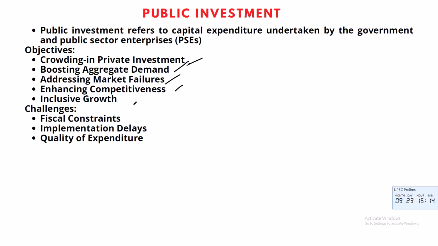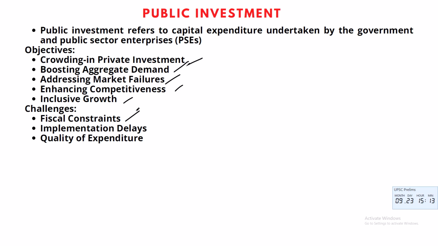Enhancing competitiveness and inclusive growth. Building robust infrastructure means lower cost, better logistics, and everyone gets to play a bit fairer. It's giving everyone a cheat code for the economy. But even the government, bless its bureaucrat heart, faces challenges.